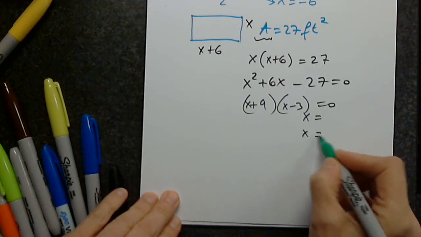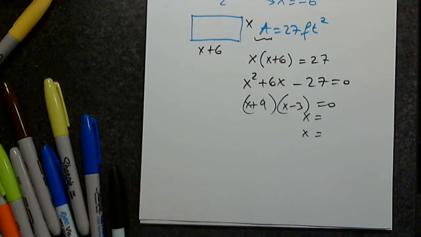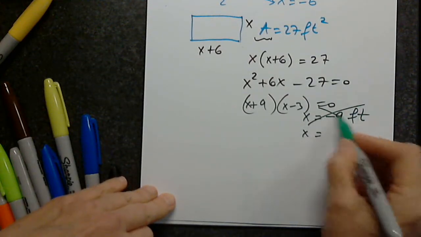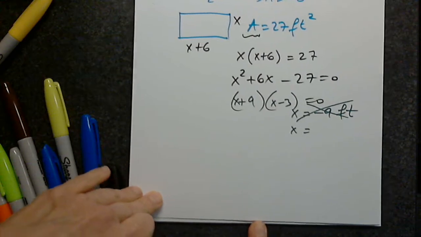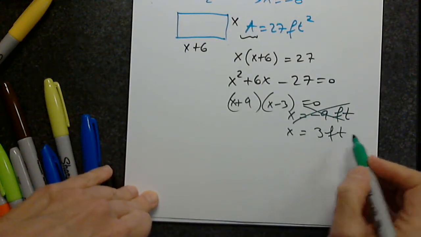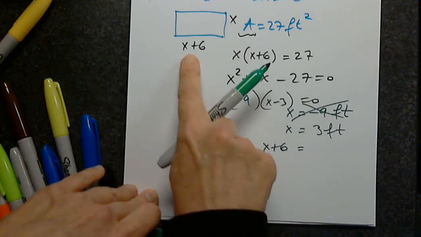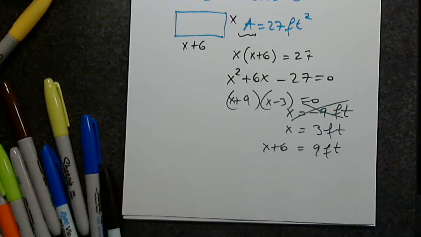Awesome. So then I have two options for the width. What are the options? -9 feet, unacceptable, and 3 feet. In this case, the length will be 9. So the length of the rectangular wall is 9 feet and the width is 3. Let's go to the next page.